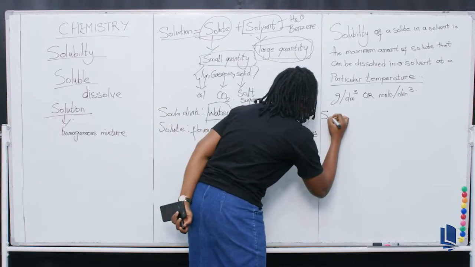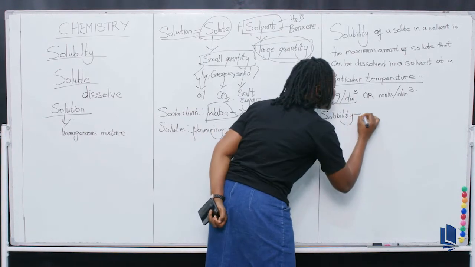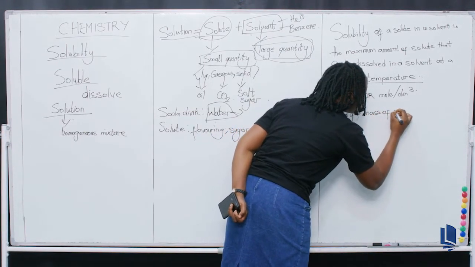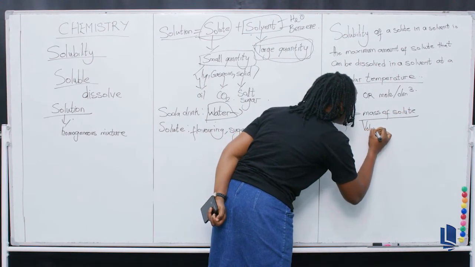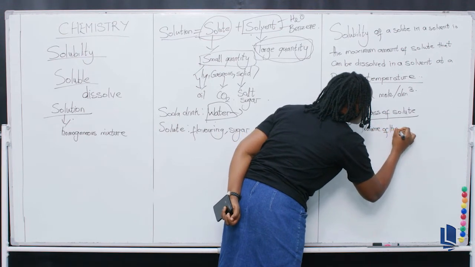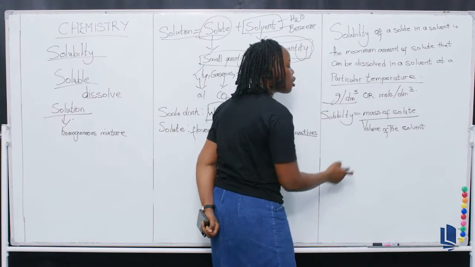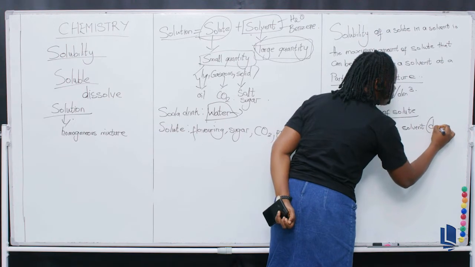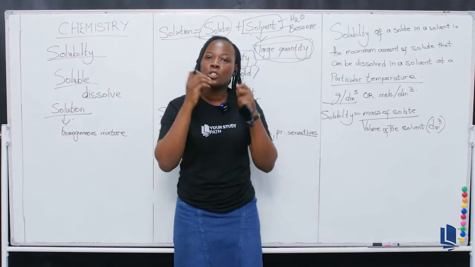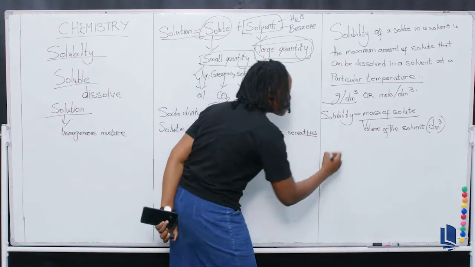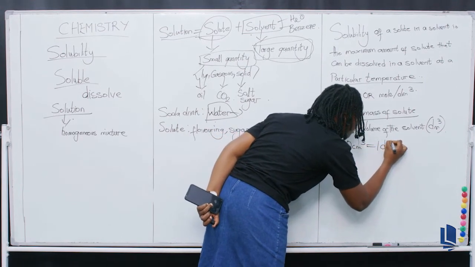The formula for solubility in gram per dm cube is the mass of solute divided by the volume of the solvent. You would notice that it's in dm cube. That means your volume must be in dm cube. If you are given a question and your volume is in cm cube, you just need to divide by 1000, because 1000 cm cube is equal to 1 dm cube.